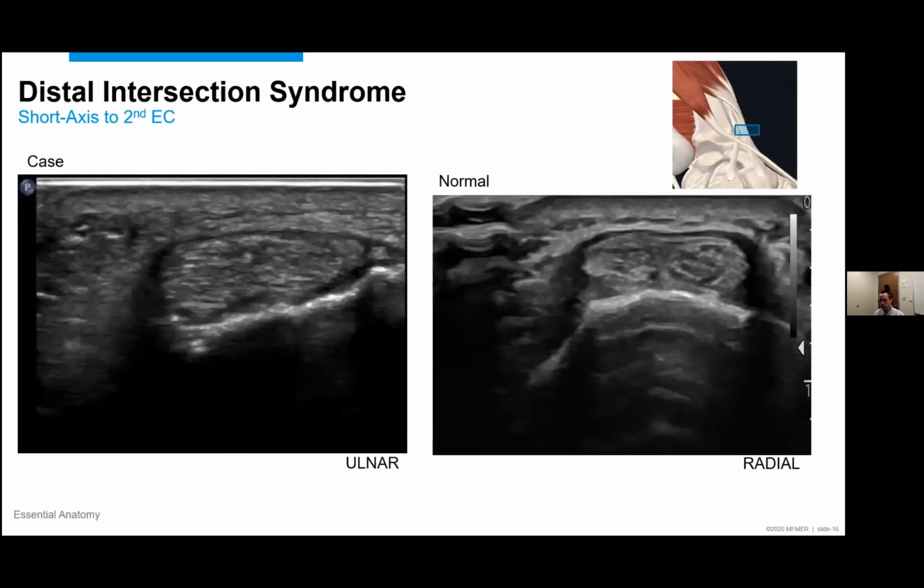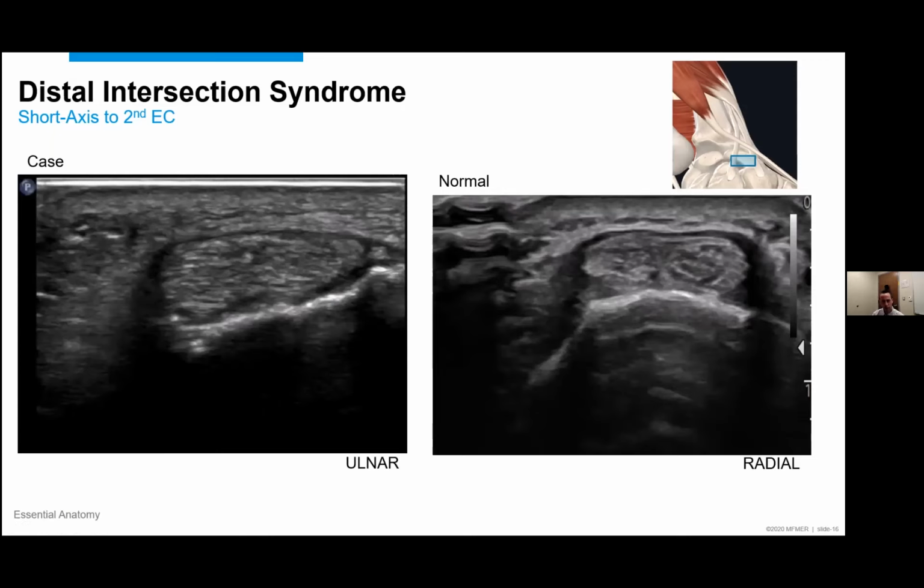Then we go into the distal intersection. So there's a few ways to scan the distal intersection. I usually start short axis to the second extensor compartment. So we look up here, now we're going to be scanning distally along that short axis to the second extensor compartment for the distal intersection syndrome, trying to stay as perpendicular to the second extensor compartment tendons as we can.